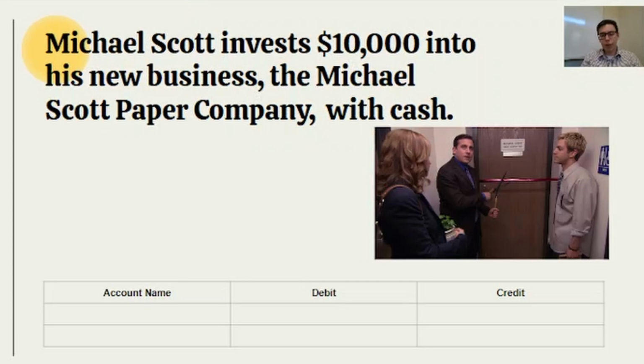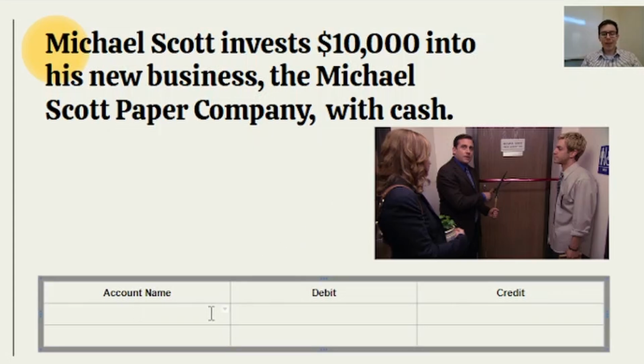Okay, our first transaction here. Michael Scott invests $10,000 into his new business, the Michael Scott Paper Company, with cash. I'm sure this is going to go really well for him, as we all know. So, an investment into the business.